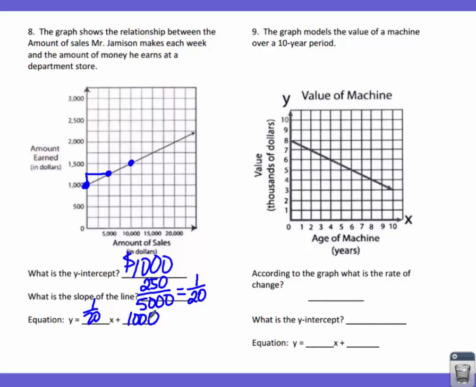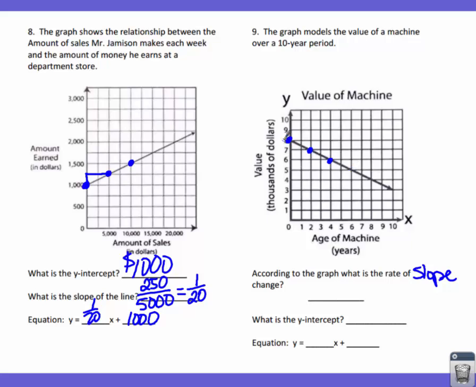Okay, number 9. The graph models the value of a machine over a 10-year period. According to the graph, what is the rate of change? Again, remember, rate of change is nothing but slope. So what is our slope? Okay, so again, we picked some good points. So here's a good point at 8, and here's a good point right here at 2. Okay, or there's another one here at 4. Okay, or another one at 6. So those are all good points.